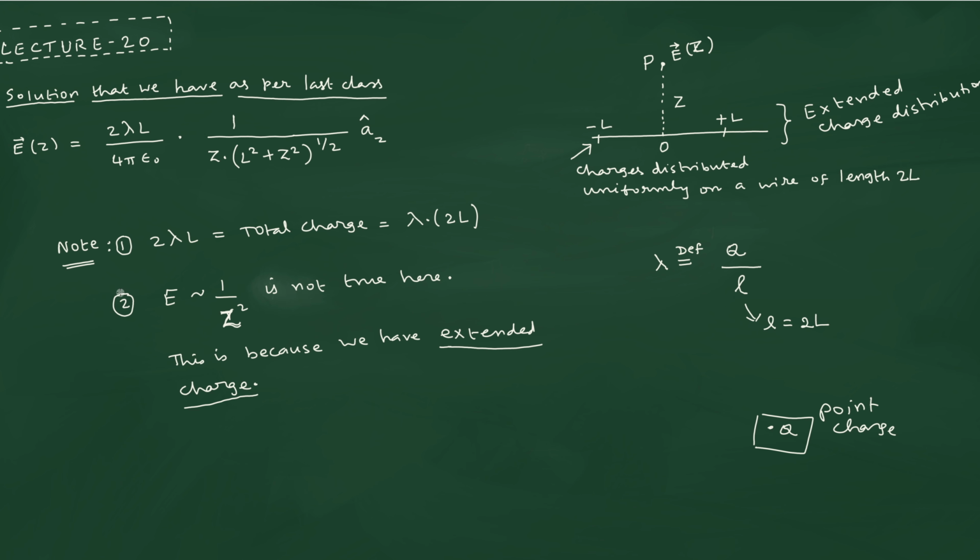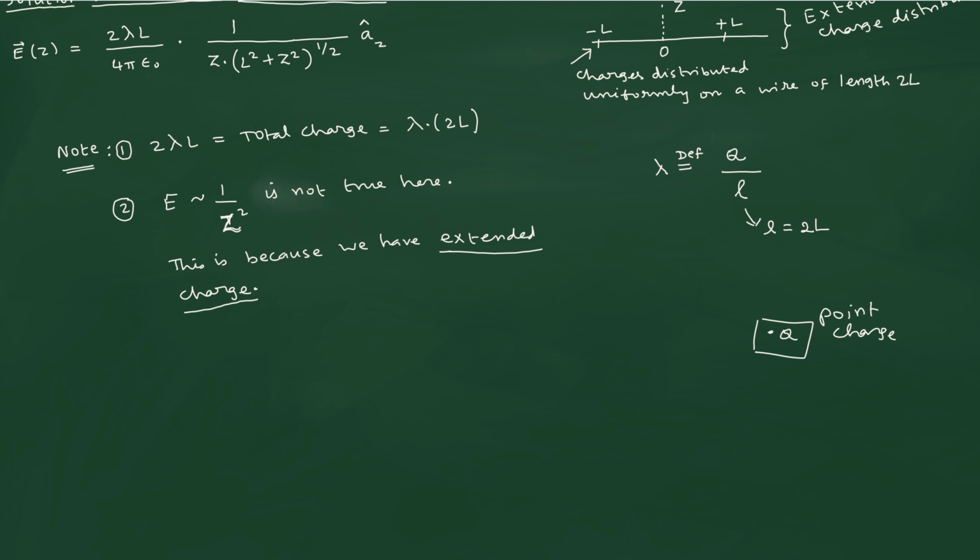So this is an important point that we are noting from the solution to the previous example problem, and we are going to develop more understanding. Now we will ask the question: what happens if the length of the charge distribution is infinity? What if 2L goes to infinity? 2L going to infinity means L goes to infinity. That means we are going to have an infinite charge distribution.